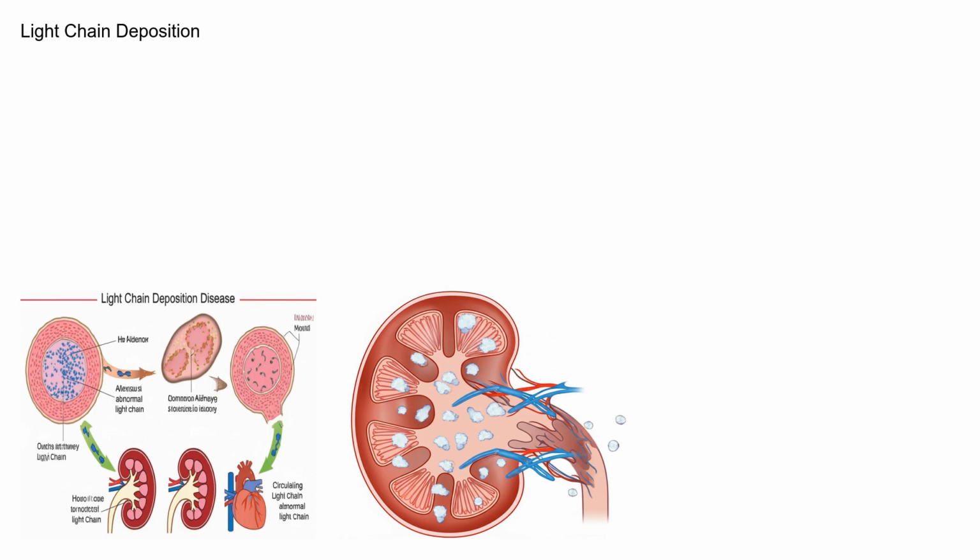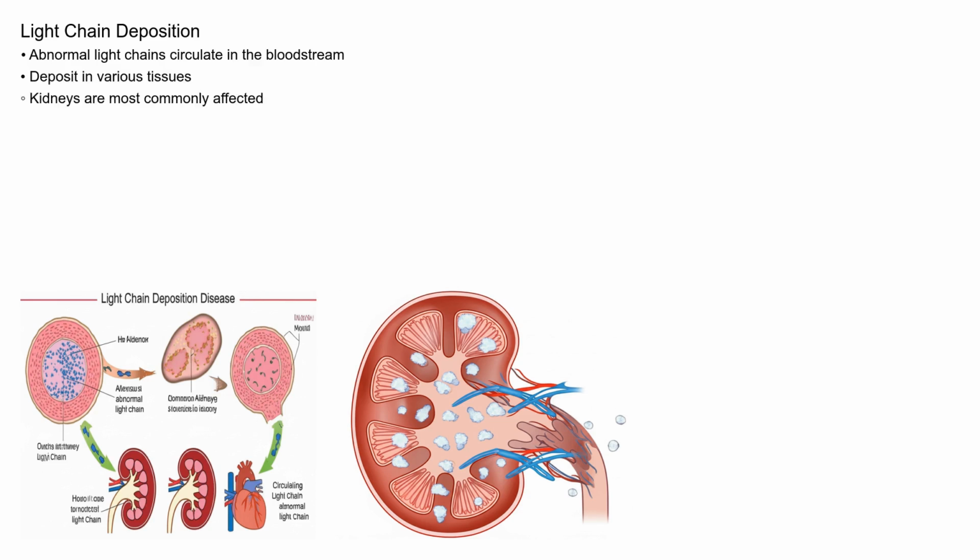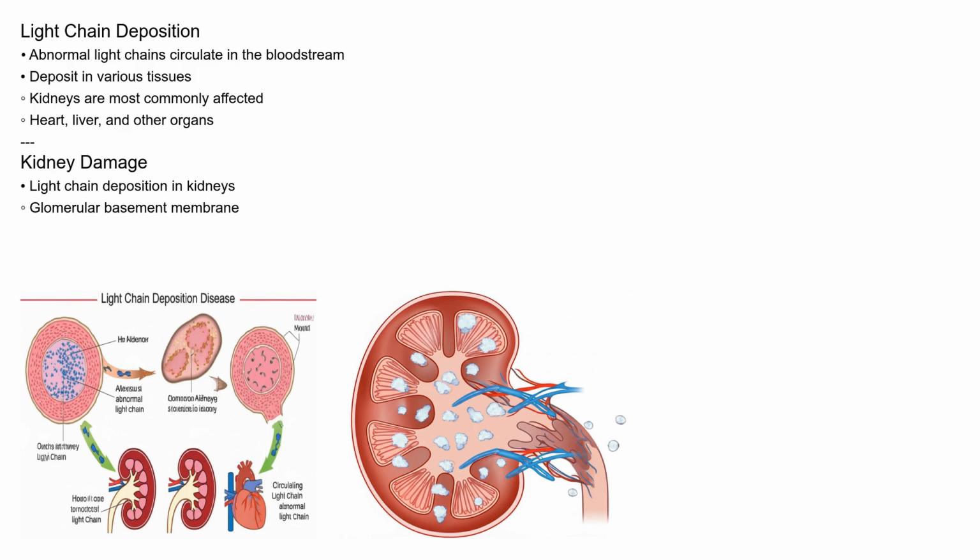Here's where things get tricky. These abnormal light chains circulate in the bloodstream and deposit in various tissues, most notably the kidneys. In the kidneys, they deposit within the glomerular basement membrane, tubular basement membrane, and the mesangium. These deposits cause thickening and damage to these structures. This interferes with the kidney's ability to filter blood and reabsorb essential substances, ultimately leading to kidney dysfunction. The heart, liver, and other organs can also be affected by light chain deposition, leading to widespread organ damage.